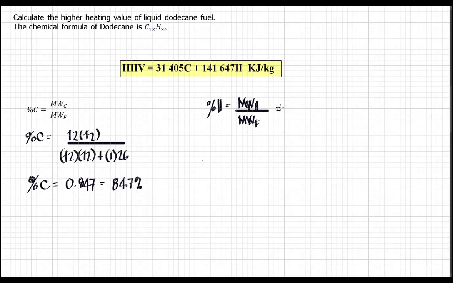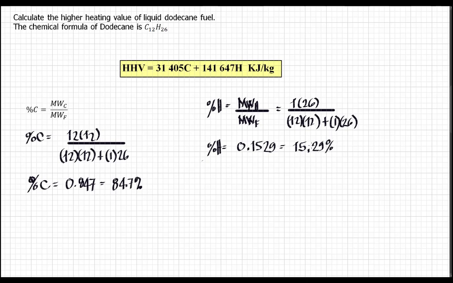so this is equal to the molecular weight of your hydrogen, 1 times 26, then divided by the molecular weight of your fuel, again the same as earlier, 12 times 12 plus 1 times 26. So we have the value for your hydrogen, which is equal to 0.1529, or 15.29%. Okay.